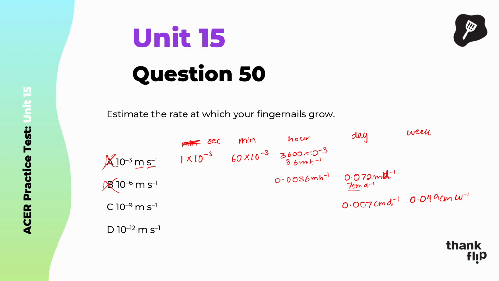Okay. And then so let's do per month. Let's times that by approximately 4. So let's say that we have 0.05 and we times that by approximately 4. Then we would get 0.2 centimeters per month, right? And that's about 20 millimeters. And that sounds about right with how much your nails would grow per month. So C is a good contender here. And that's kind of how you would estimate that answer.